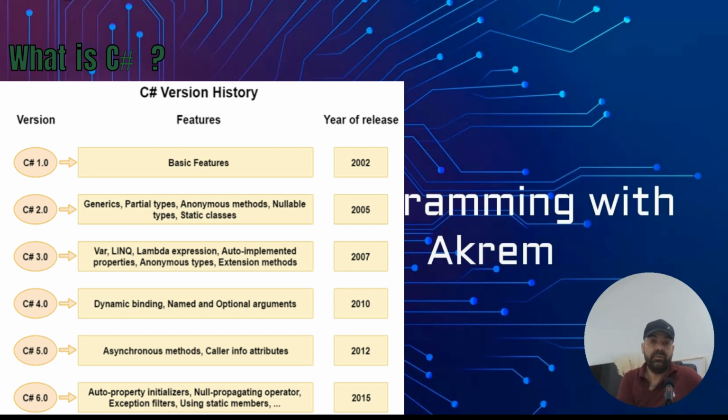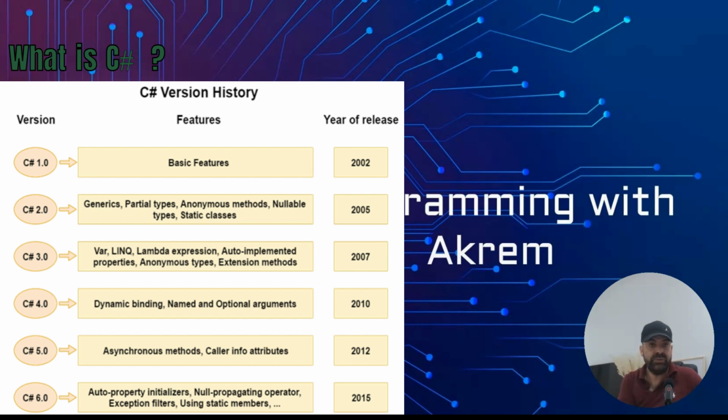We have here the first C#, which is version 1.0. It has basic features. C# 2.0 has the features of generic, partial type, anonymous methods, nullable type, static class. C# 3.0 has the features of var, LINQ, lambda expression, auto-implemented properties, anonymous type, extension methods. And then C# 6.0: auto property initializer, null propagation operator, exception filter, using static member.